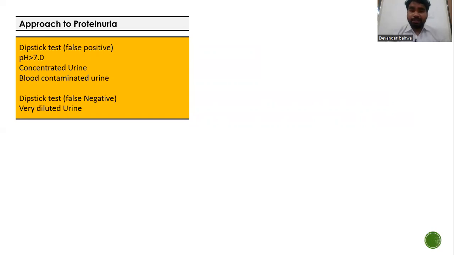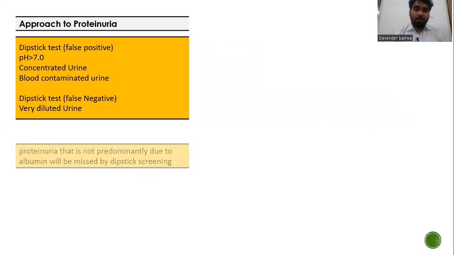We have to understand that dipsticks can have lots of false positive and false negative rates. Generally dipstick test will be false positive if the patient's urine pH is more than 7, if the patient's urine is contaminated with blood, or if the urine is too much concentrated. Also, protein can be missed by dipstick test if the urine is very dilute.